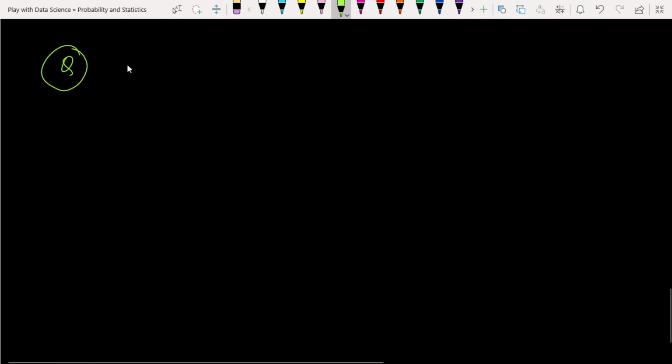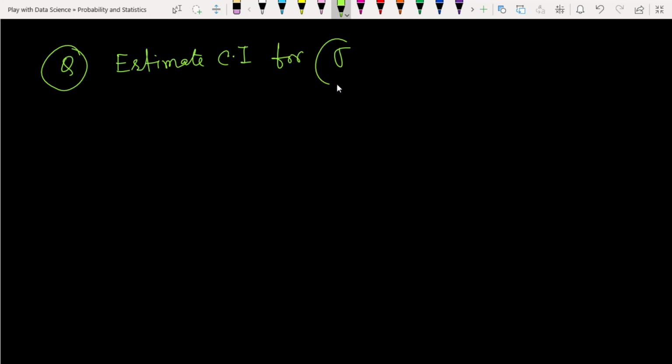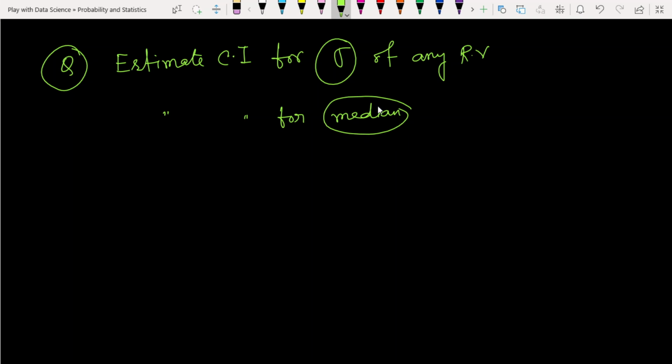So the question that comes to our mind is how to estimate the confidence interval for the population standard deviation of any random variable, how to estimate the confidence interval for the median, and how to estimate the confidence interval for percentiles, suppose the 19th percentile. How to estimate these things?